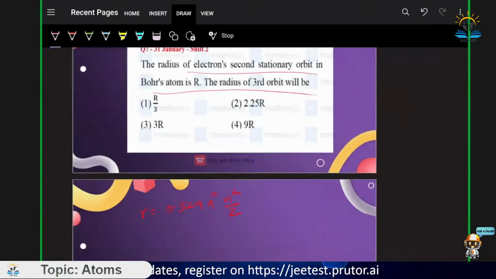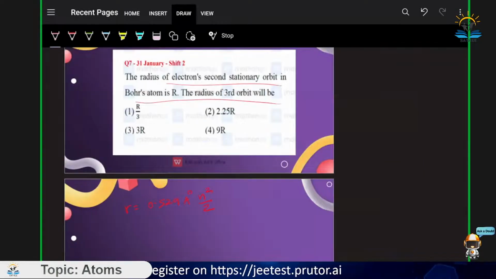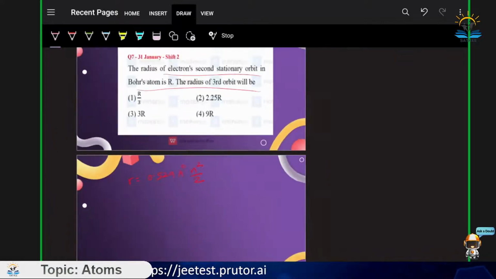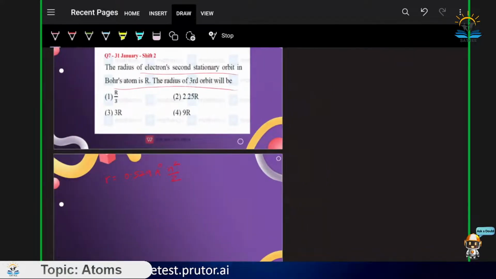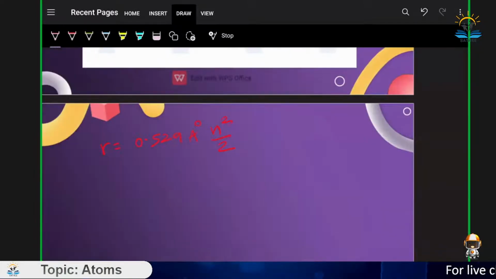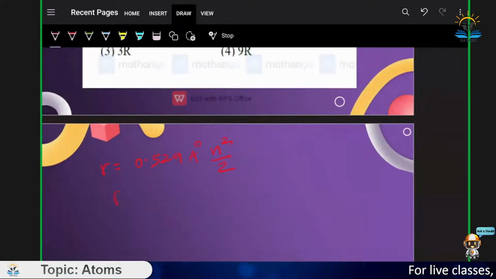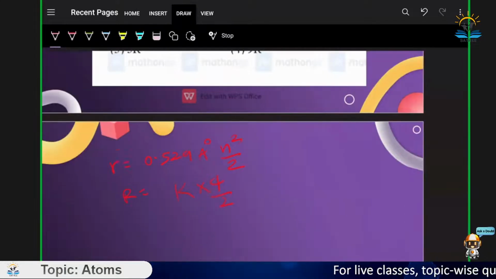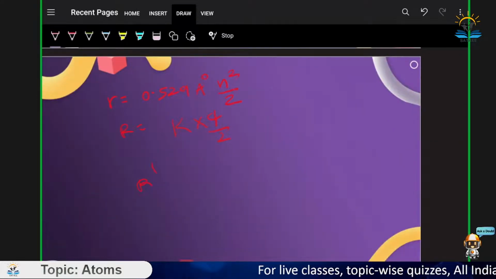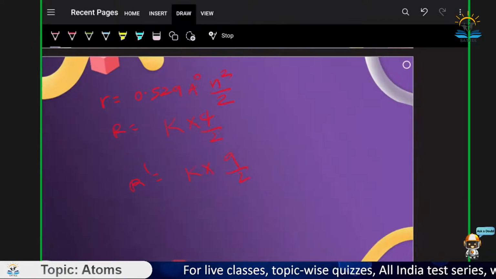The radius of the electron's second stationary orbit, so n equal to 2. So r equals some constant into 4 by Z. I have to find out the radius of the third orbit, which will be r dash, equal to k into 9 by Z. I have to find this r dash in terms of r.